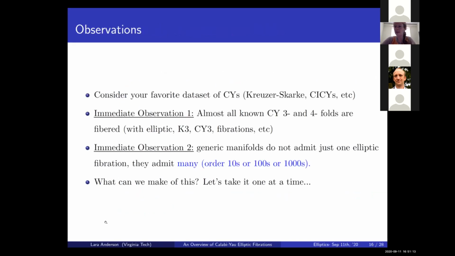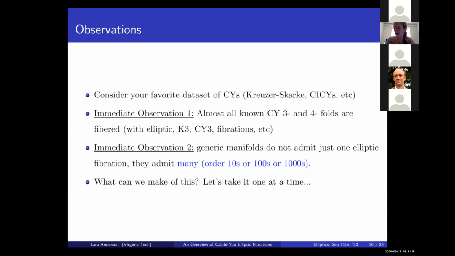So the first thing is that if you take known data sets of Calabi-Yau threefolds, the CICY threefolds that were initially built by Candelas, the Kreuzer-Skarke toric hypersurfaces, you can make two immediate observations. The first observation is that almost all, and I mean that very strongly, almost all known Calabi-Yau threefolds and fourfolds are fibered. They admit elliptic, K3, or Calabi-Yau threefold fibrations if they're fourfolds, and so on. And the second immediate observation is that generic manifolds do not just admit one description as a fibration, they admit many, order tens, hundreds, or thousands of different fibration descriptions for one manifold. So what can we make of this?